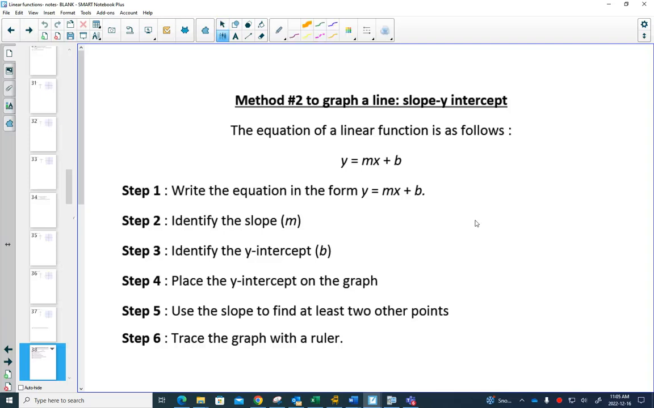So the first method we learned was the table of values. And I told you table of values, super powerful, because it works with any graph.